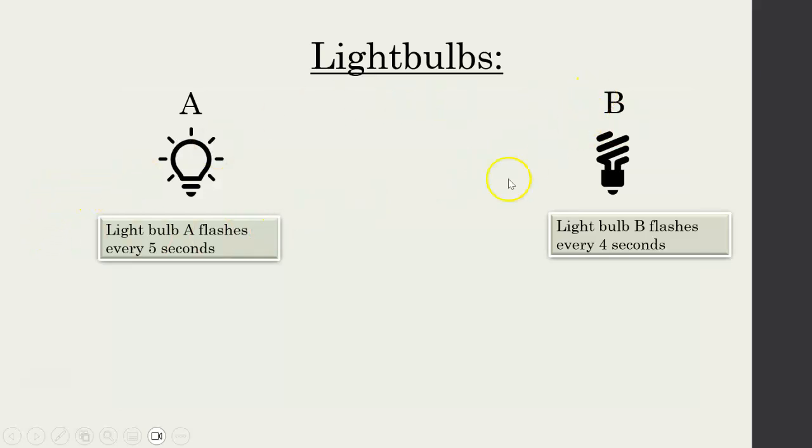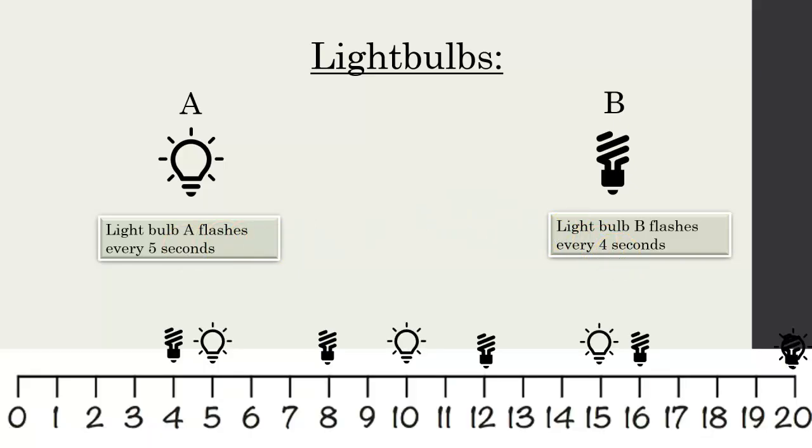Let's say we have two light bulbs now. We have light bulb A, light bulb B. And light bulb A flashes every 5 seconds, and light bulb B flashes every 4 seconds. And this is a nice little number line that represents each second passing. So what will happen is this. Okay, start the timer.